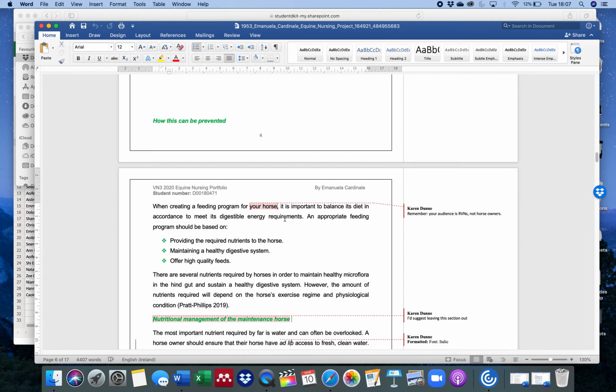Right, prevention then. Now again, you're starting to switch here from talking to vet nurses to talking to horse owners. Remember, you're talking to vet nurses, so make sure that your sentences are structured in such a way to make it clear who your target audience is.